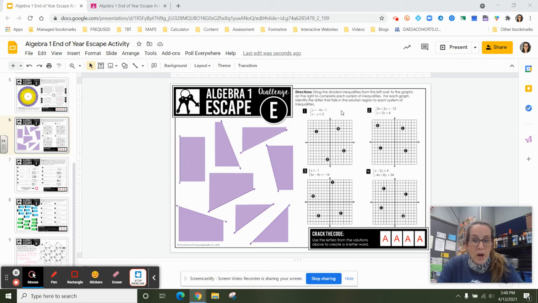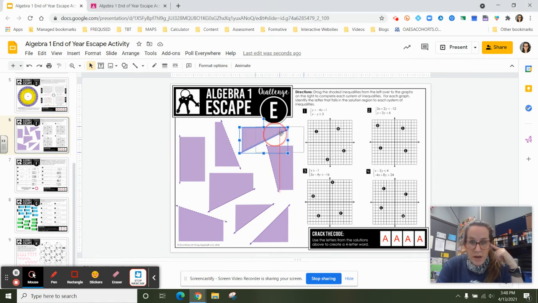So, hey, number 1, if we check this out, y is greater than negative 4x plus 1. They gave us our equation in slope-intercept form, which is so nice of them, right? So negative 4x plus 1. And it's greater than, so I know I'm shading above. I also don't have an equal sign, so I know it has to be dashed. So that one's shading below.